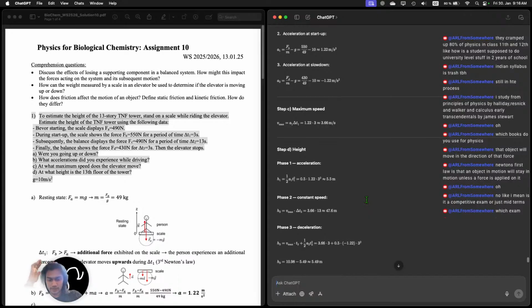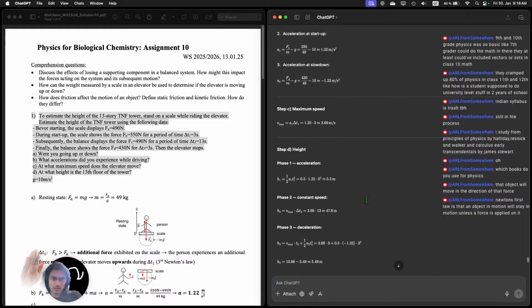Okay, let me try doing this. I'm gonna share the screen. I might not see the chat for a bit. Ninth and 10th grade physics was so basic, like a seventh grader could do the math in there. They at least could have included vectors or sets in class 10 math. They could have at least started with the concepts. They could have started implementing.